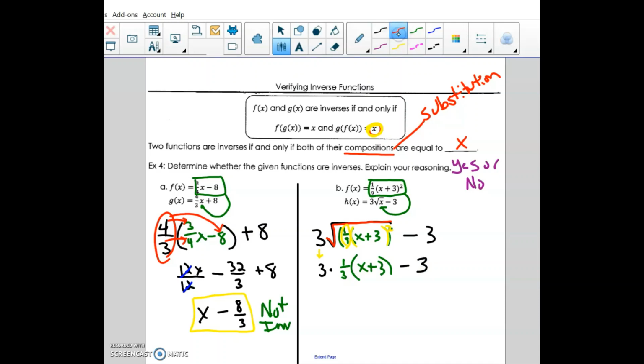So now we multiply. So we have 3 times 1/3, that's 1. So we have x plus 3 minus 3. Now we subtract. The 3 minus 3 is 0, leaving us only with the x remaining in the problem. This is what happens when you have inverses. Yes, these are inverses.